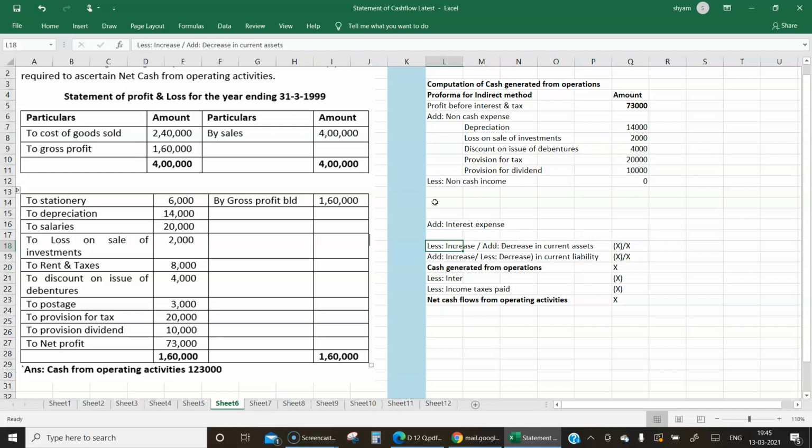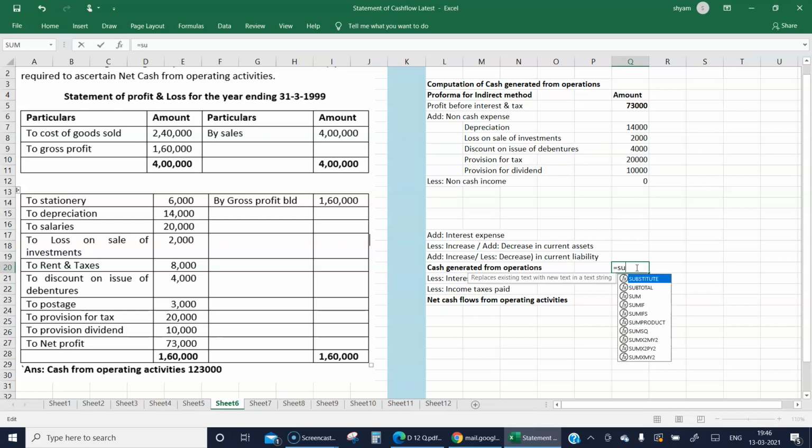Increase or decrease, adjustments for current asset and current liability are there, but that is not in the sum, so we can directly get the number. So we can eliminate all this part. He wants only this part, only cash generated from operations.